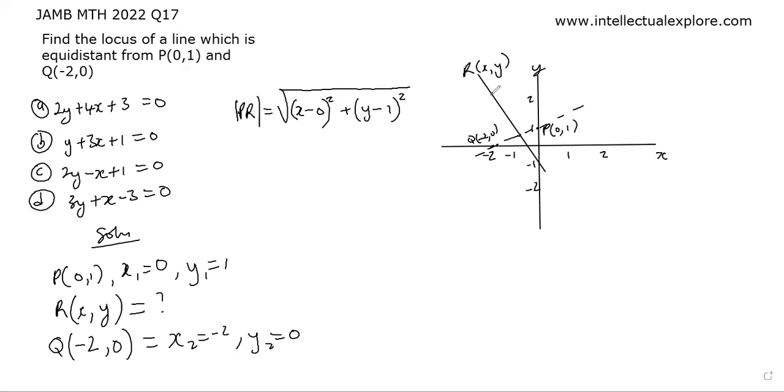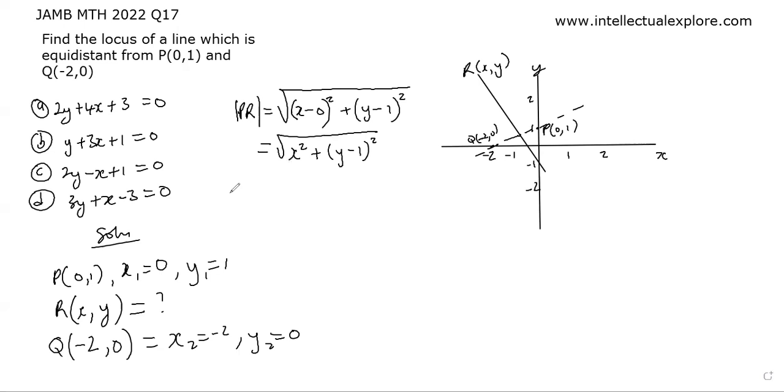So in this case, since this place is the first point, this is the second point, and this is the third point. If we simplify this further, this will be the square root of x squared, since x minus 0 is 0, so x raised to power 2 is x squared, plus (y minus 1) raised to power of 2.